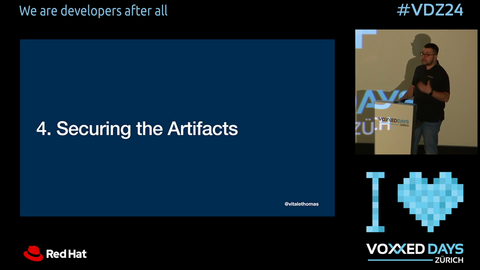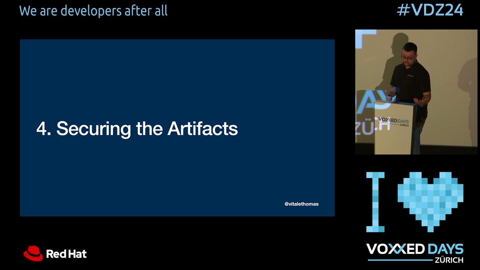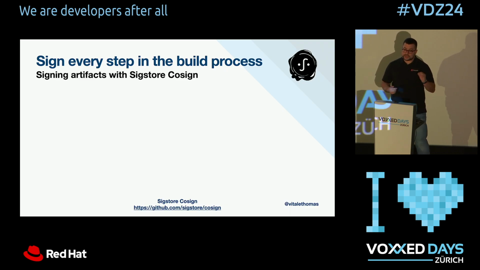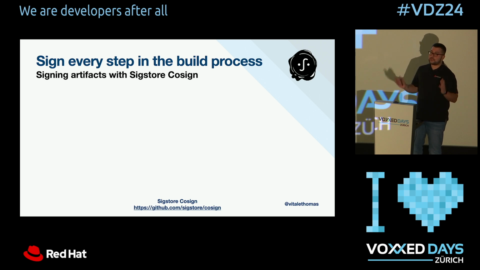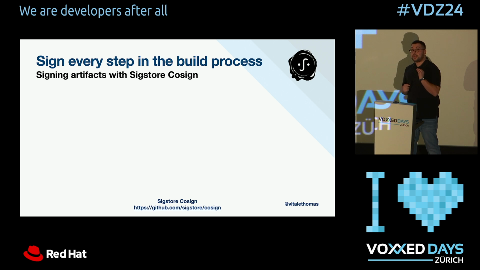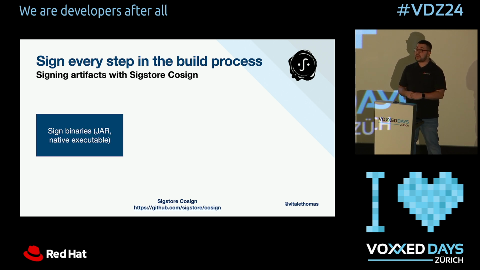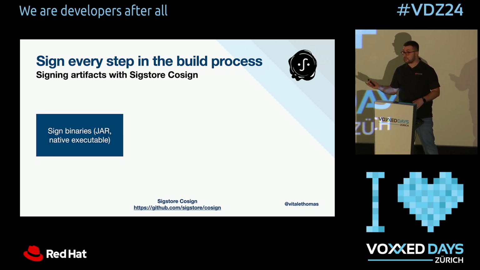We want to secure the artifacts just like we secure the source code. So we can use Cosign. Cosign is a tool within the SigStore project, all focused on supply chain security and signatures in order to sign every step in the build process. So we can use it to sign the binaries. You have a jar file or a native executable with GraalVM. We can use Cosign for that.